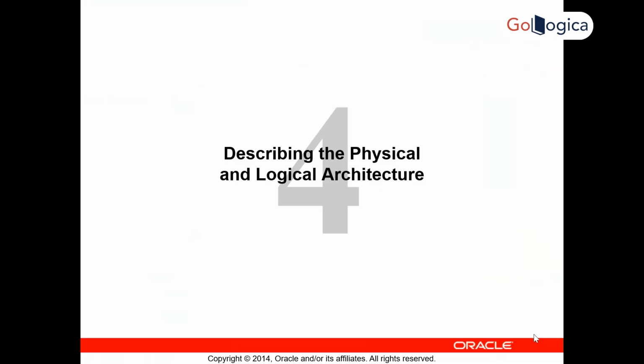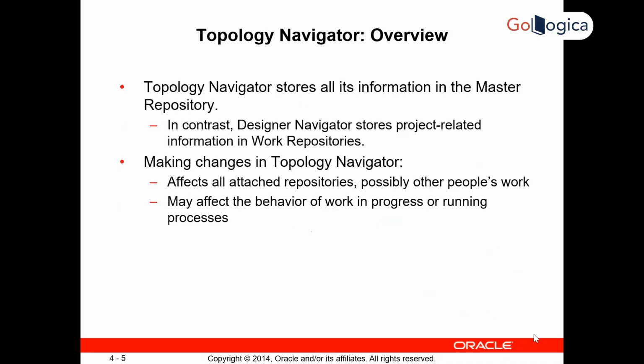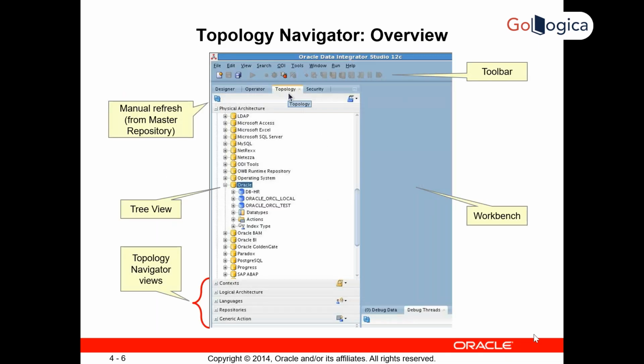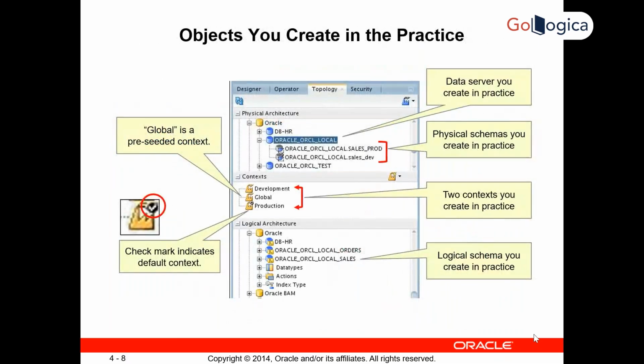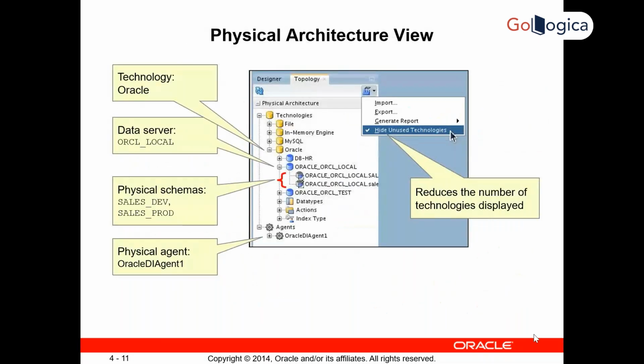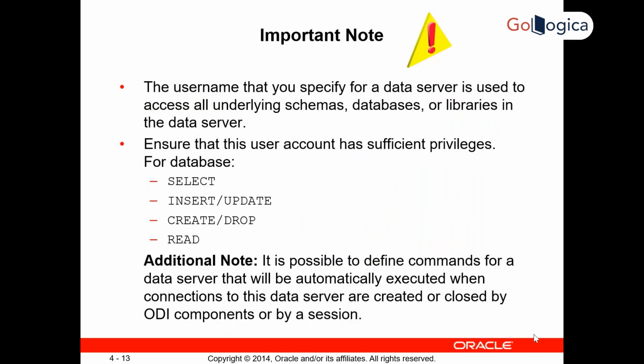This is the topology, how we define. As we need to go with my topology navigator, this is the place where we are going to define my physical architecture, context, and logical schemas and map those. Under the physical architecture technology, we create the data server. Under that, we create the physical schema. Logical schema we create, and we map the logical schema with the physical schema. We connect to the data servers with the help of JDBC drivers, and the user should have these privileges.